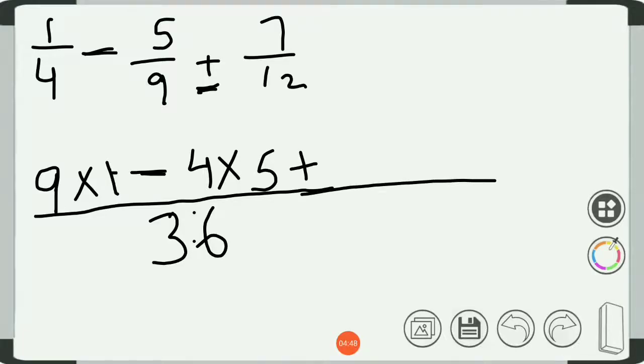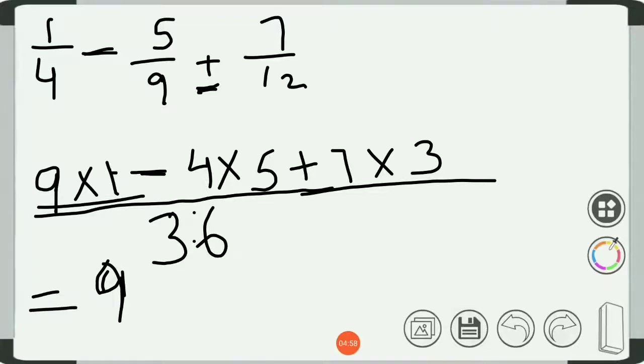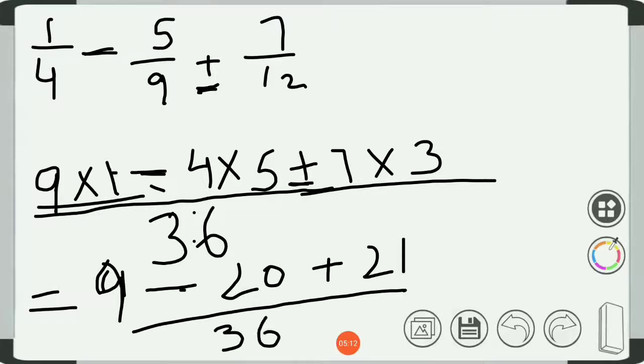36 goes 3 times in 12's table. 7 into 3. 9 ones are 9. Put the sign same, minus. 4 5s are 20. Put the plus sign because there is a plus sign. 7 3s are 21 upon 36. 9 minus 20 plus 21 upon 36.